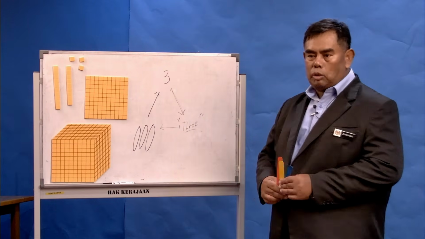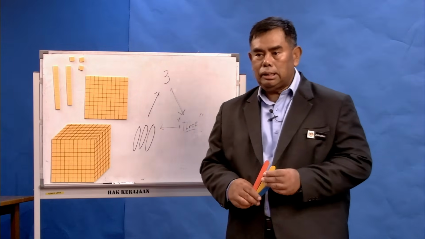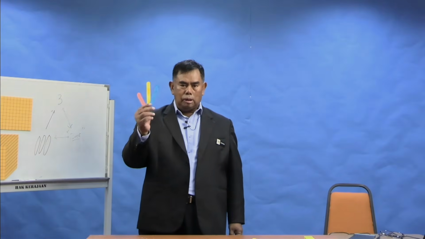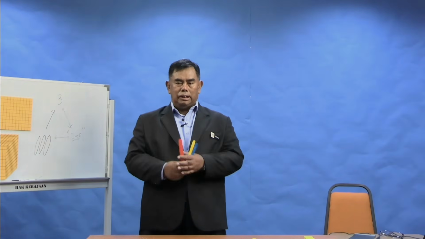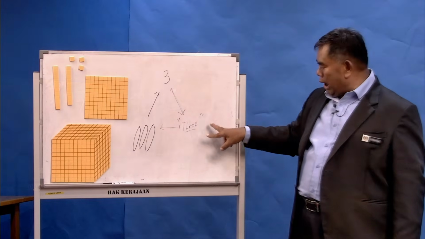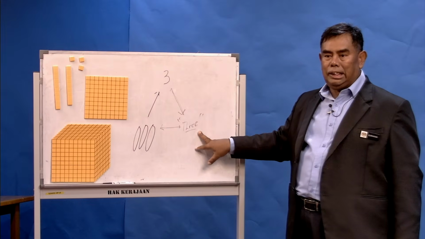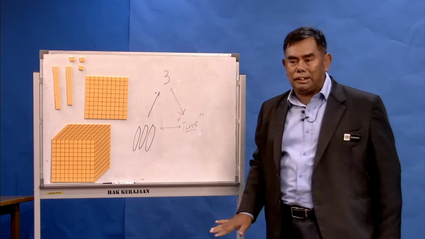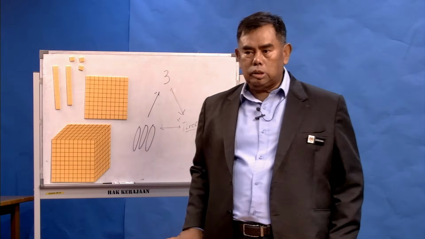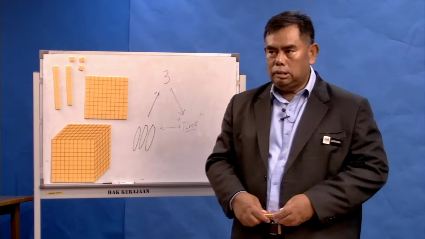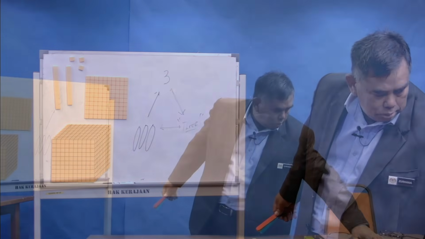The first one is as a concrete material, like this. The second one is as a symbol, like this. And the third one is a language. We say 3, without showing anything, we say, I have 3 ice cream sticks. So it means I have 3 like this. Okay? So we move to the other.